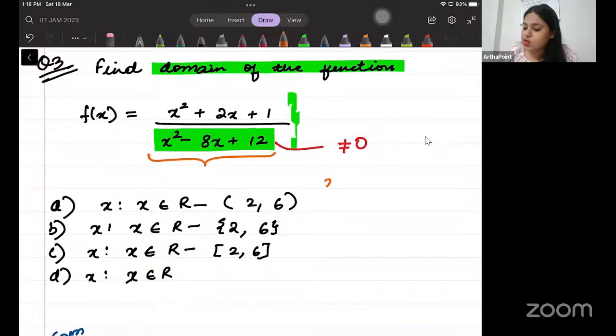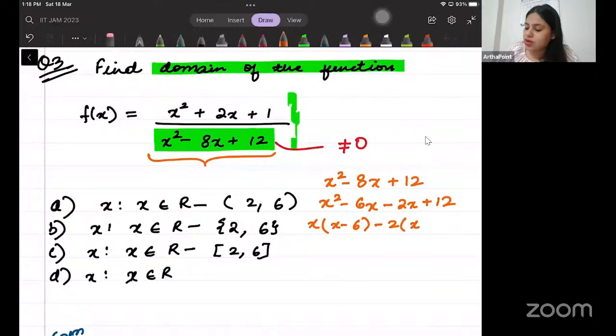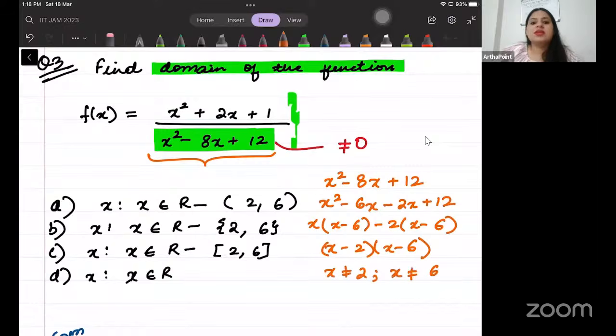What will you get? So x square minus 8x plus 12 is given to you. This can be x square minus 6x minus 2x plus 12, because 6 into 2 is 12. So x minus 6 minus 2, x minus 6. So this will be (x minus 2)(x minus 6). And I don't want the denominator to be 0. So I don't want x as 2 and I don't want x as 6. That is it.